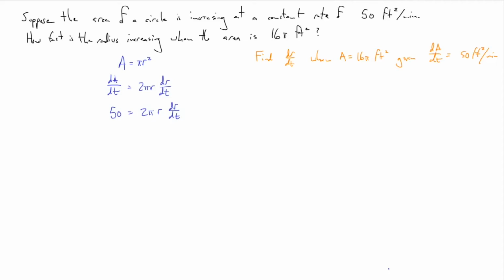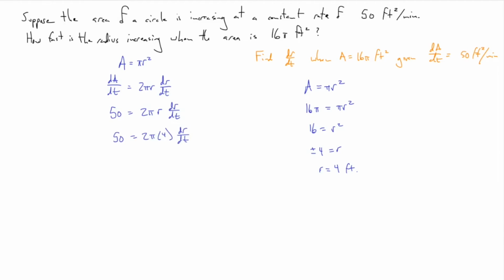In order to find dr/dt, we need to know what r is, and the problem doesn't tell us what r is. On the other hand, the problem does tell us what the area is, and there's a famous equation that relates the area to the radius. Since we know that the area is 16 pi, we ought to be able to figure out the radius. By plugging in 16 pi into this formula, we get 16 pi equals pi r squared. And when you simplify and do a little bit of algebra, you get that r is either positive or negative 4. But r is the radius of a circle, so it's not going to be negative 4. That doesn't make sense as a distance. And so we get that r is equal to 4.